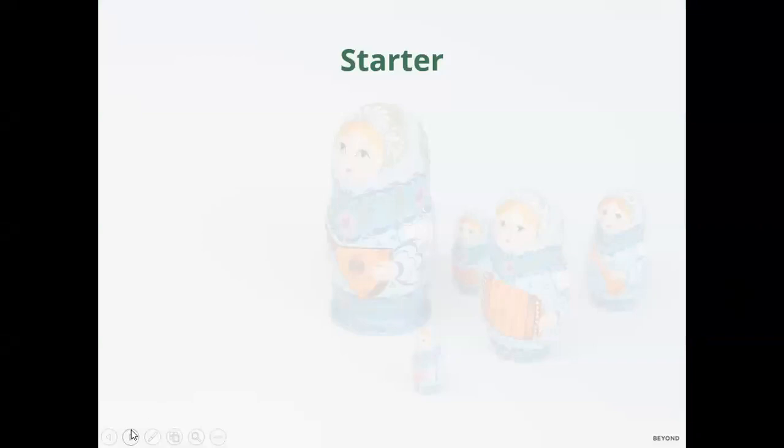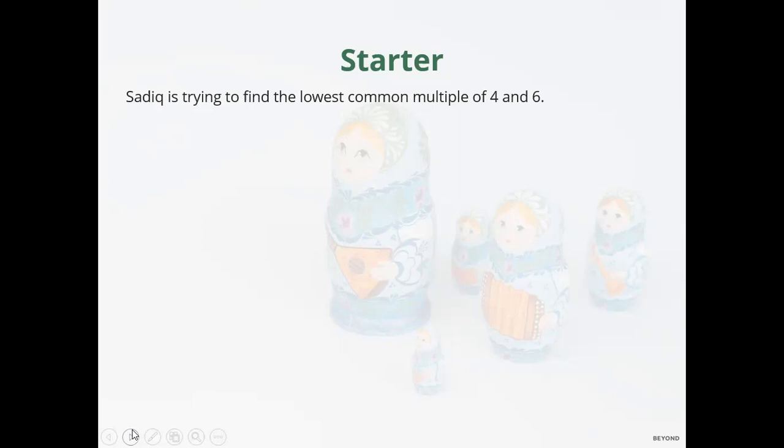Now the starter activity. Sadiq is trying to find the lowest common multiple of 4 and 6. Now guys, multiple means it's in the times table. Over here we have two numbers, 4 and 6. 4 means times table 4: 4, 8, 12, 16, and so on. 6 means go on with 6. The multiples of 6: 6, 12, 18.